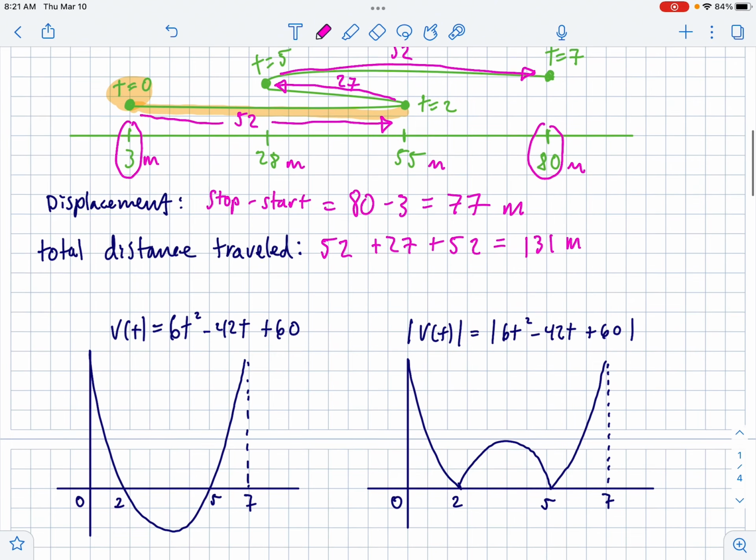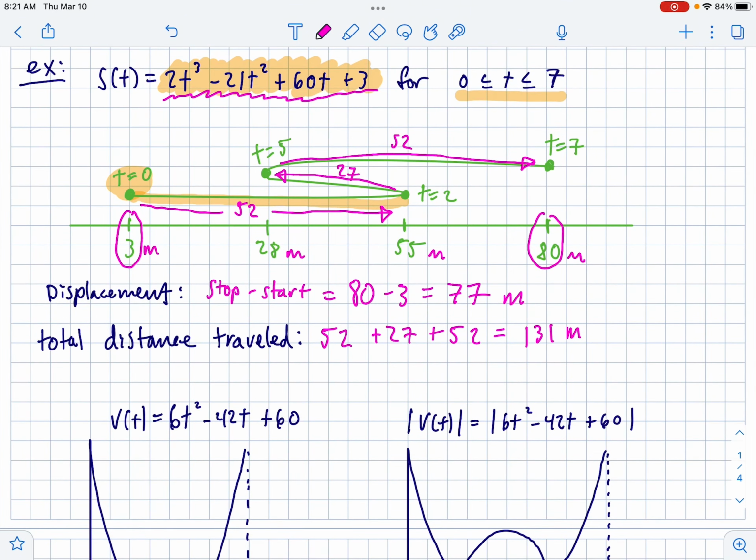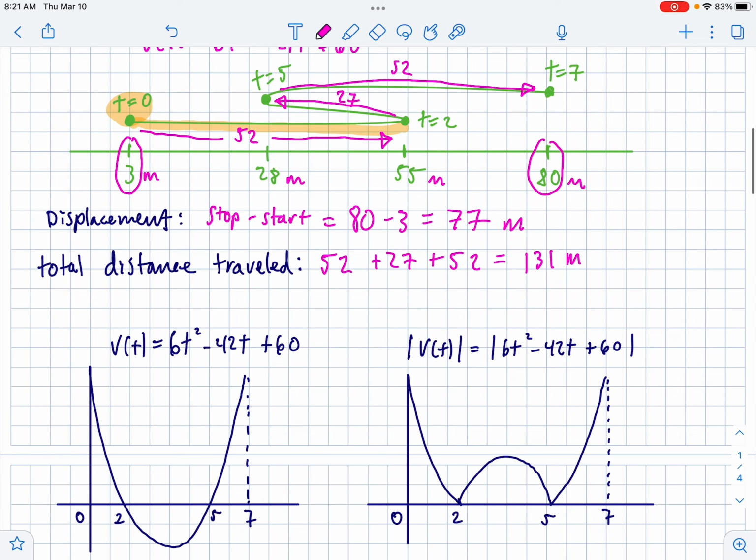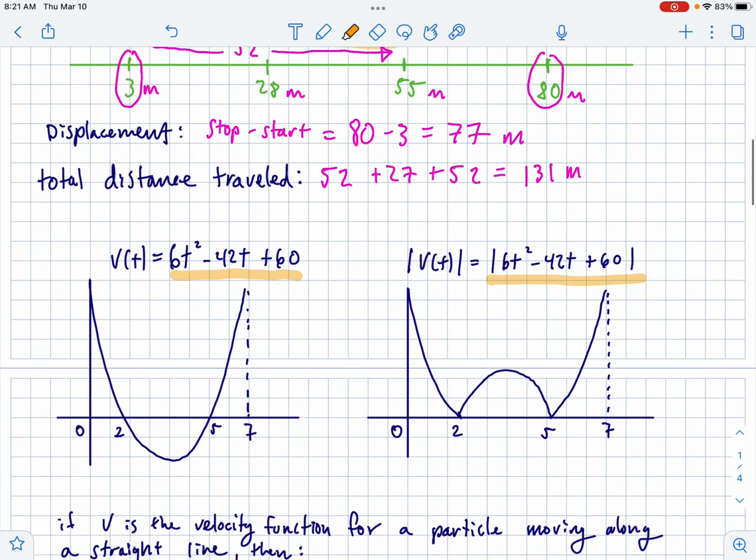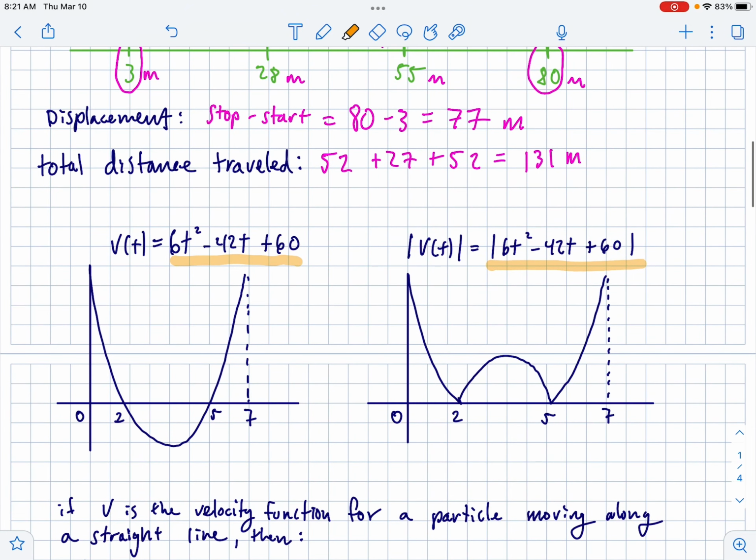Now, if we look at the same problem from a graphing perspective, if you take the derivative of this guy right here, the velocity equation would be 6t squared minus 21t plus 60. So that velocity equation is right here. If we graph both of those, the area above the curve here would be a positive distance traveled, and this would be a negative distance traveled. Then it would be positive again.